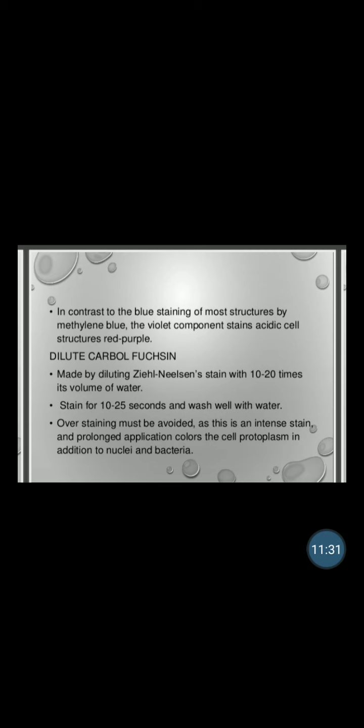Then dilute carbolfuchsin. It is made by diluting the Ziehl-Neelsen stain with 10 to 20 times its volume of water. Stain for 10 to 25 seconds and wash well with water. Overstaining must be avoided, as this is an intense stain and prolonged application colors the cell protoplasm in addition to nuclei and bacteria.